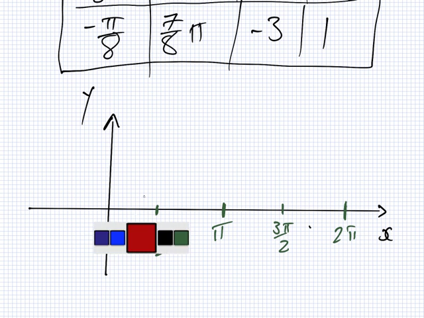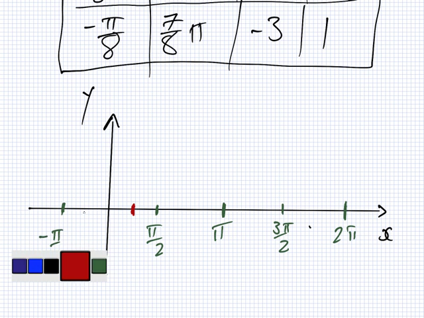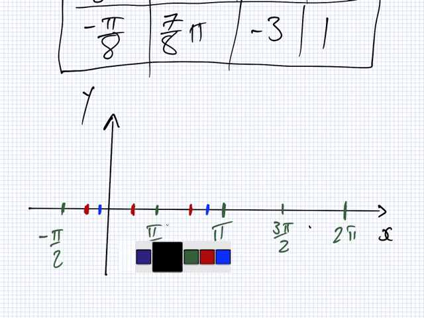So in red, this would be pi over 4. Here, this is minus pi over 2. This is minus pi over 4. So here is minus pi over 8. That's pi over 4, that's pi over 2, that's 3/4 pi. So here is 7/8 pi. So we'll put in our box in blue.